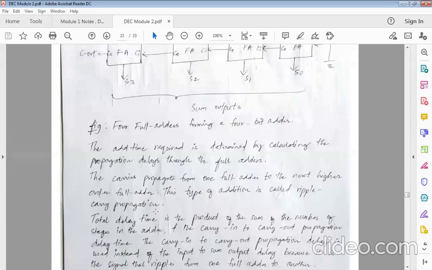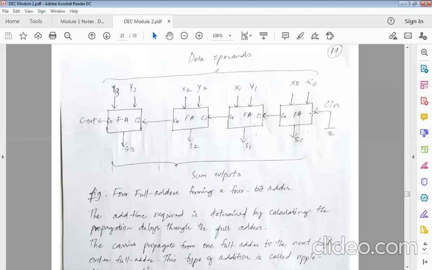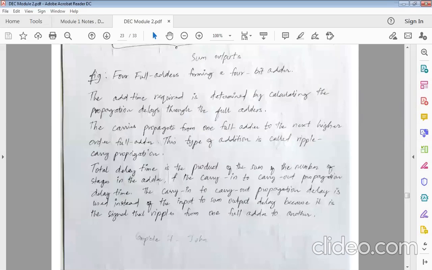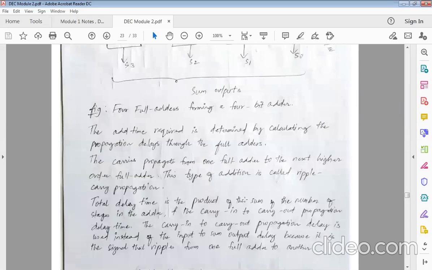So at 10 nanoseconds, whatever input I have given here should be propagated stage after stage, and I should be able to get it here in the form of C out and S3, right? But if that doesn't happen within the specified time, then it means there is a violation, there is propagation delay, all of that.